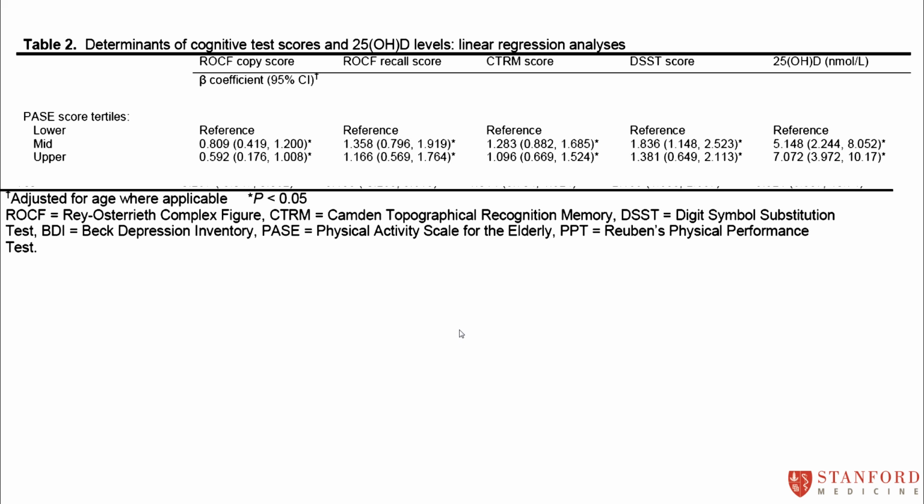There's another categorical variable, physical activity. This is the low, medium, and high exercise groups. Let's look at CTRM score. For CTRM score, if you are in the middle exercise group, you are about 1.283 points higher on your CTRM score than the low exercise group, and that was significant. And the highest exercise group was also a little over a point higher than the low exercise group in CTRM score, also statistically significant. So more exercise seems to be correlated with somewhat better cognitive function.